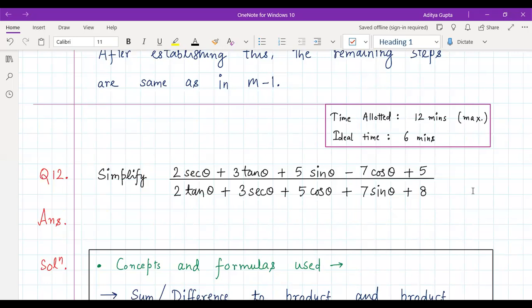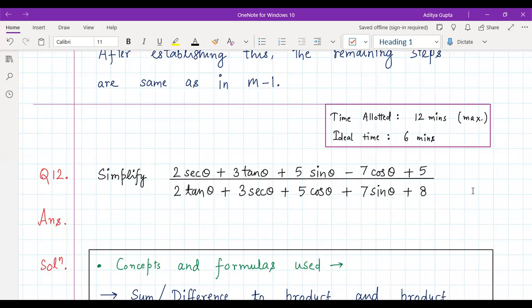Today we are discussing question number 12 from the chapter of trigonometry, in which we are being asked to simplify the given expression. Now this question can be asked in multiple ways. It can also be asked as to integrate this given function with respect to theta. It might also ask us to differentiate it. So multiple ways the question can be asked, but at the end of the day, we'll have to simplify this function first and then do whatever the question is asking us to do.